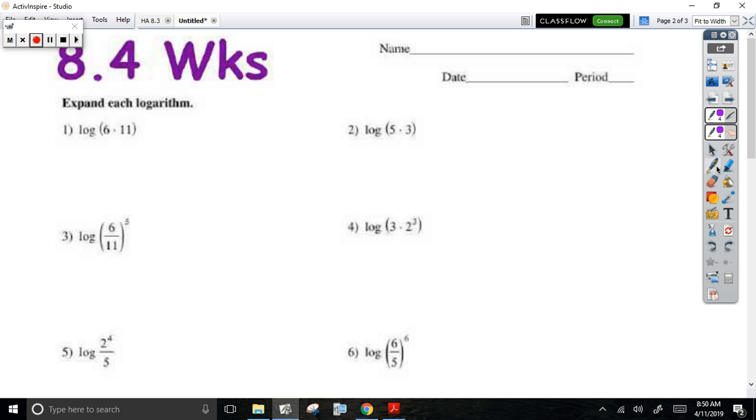So for this one, we have log of 6 times log of 11. Remember, we can use the property to change our multiplication into two separate logarithms using addition. They will have the same base, which since there's no base written, it's understood to be a base 10.